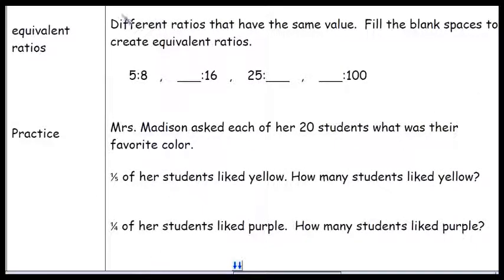So here we go. Equivalent ratios. What you need to know about equivalent ratios is that this word, equivalent, means equal, right? So they must be equal to each other. It says different ratios that have the same value. That's what equivalent ratios are.